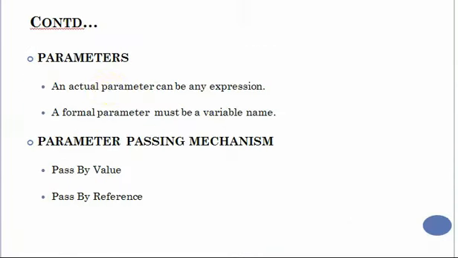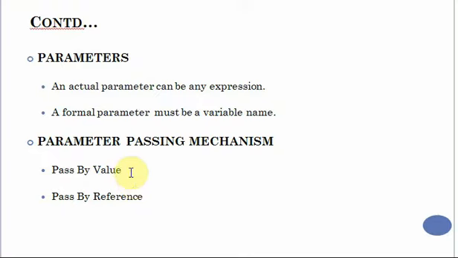Next, under parameters, you have actual parameters as well as formal parameters. All this you already learned. Actual parameters are the ones present in the function call, whereas formal parameters are the ones in your function definition. Actual parameters are sending the value and formal parameters are receiving the value. And there are different mechanisms of parameter passing, that is pass by value and pass by reference.